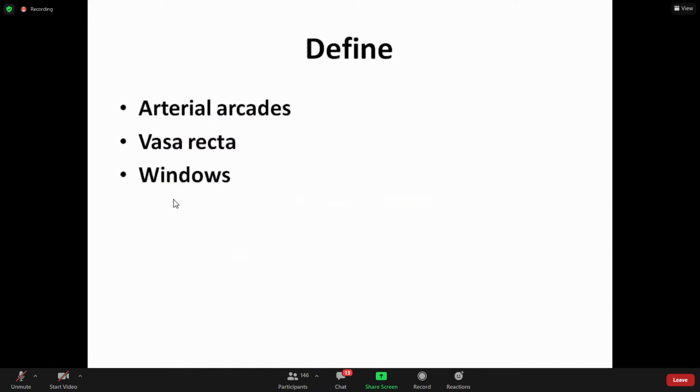So in order to answer the questions in your practical, these are the gross features which I tried to explain: the presence of the arterial arcade, vasa recta, windows, as well as the plica circularis and the wall of the lumen. So these are the features which you need to understand.